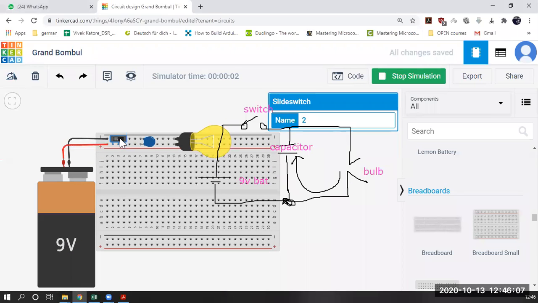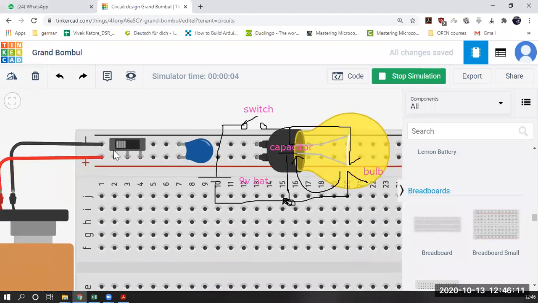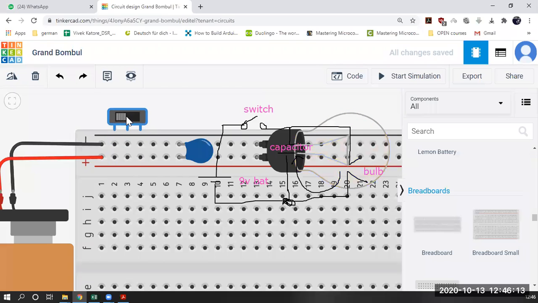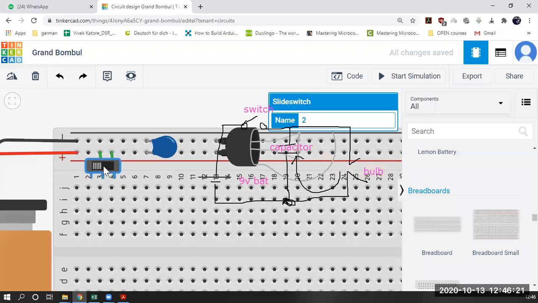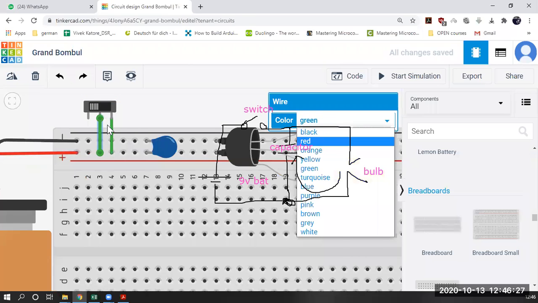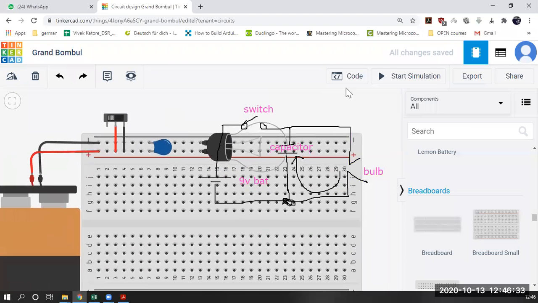But the one thing I have to do is connect it like this because it's a switch. I will connect it like this. This is the red part. Because if I connect the switch directly, the current will flow directly, and I don't want that.